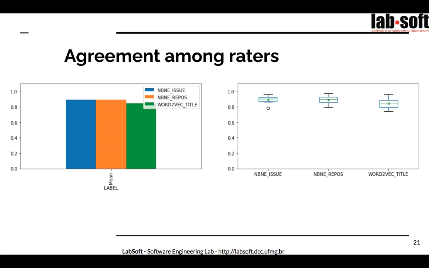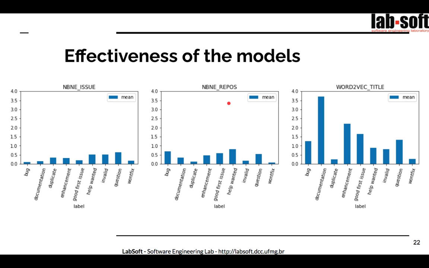Some results. The agreement among the raters is about 0.8. Considering the effectiveness of the models, both NB and E did not perform well, and Word2Vec achieved the highest effectiveness for most of the 9 default GitHub labels.